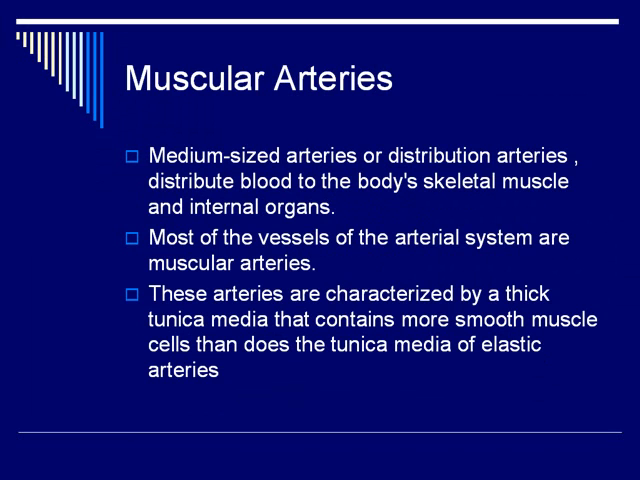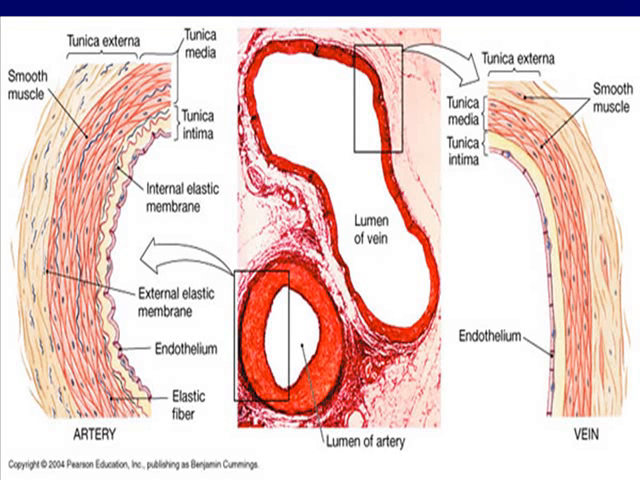And muscular arteries, these are the medium-sized arteries, the distribution arteries. They distribute blood to the body's skeletal muscles and internal organs. Most of the vessels in the arterial system are muscular arteries. These arteries are characterized by a thick tunica media that contains smooth muscle cells, and then the tunica media of the elastic arteries. There's our picture again.